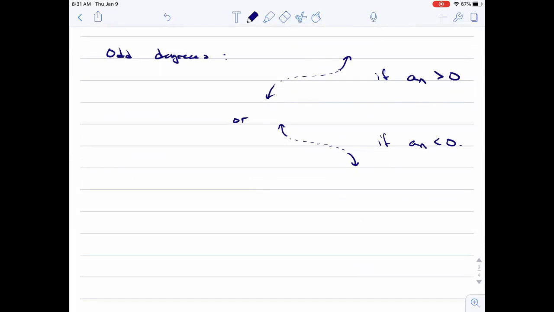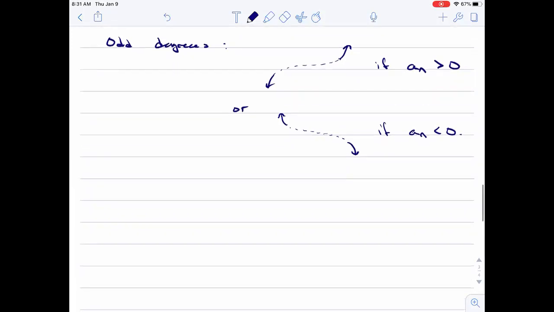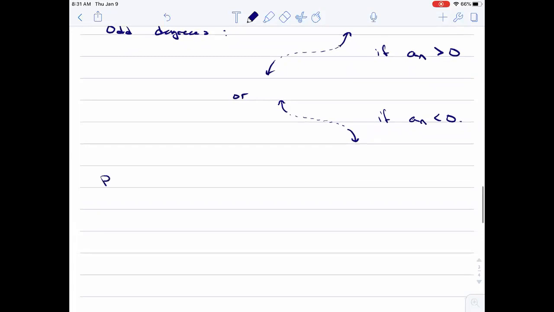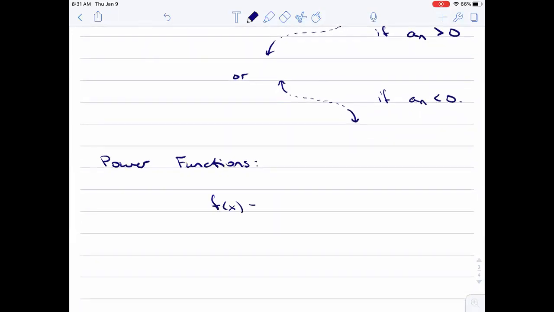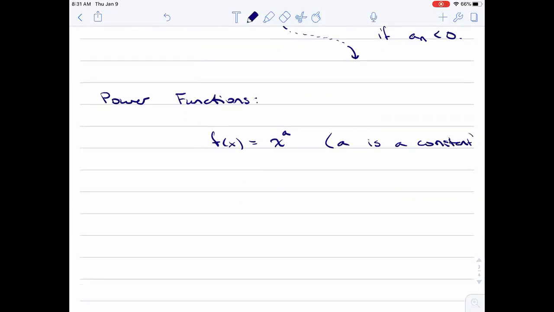All right. So having a good handle on those polynomials is going to be good. We'll move on to power functions. There's a couple of different power functions. So in general, a power function looks like f of x is x to the power of a. Oh, that looks like 9, but it's an a, where a is a constant.